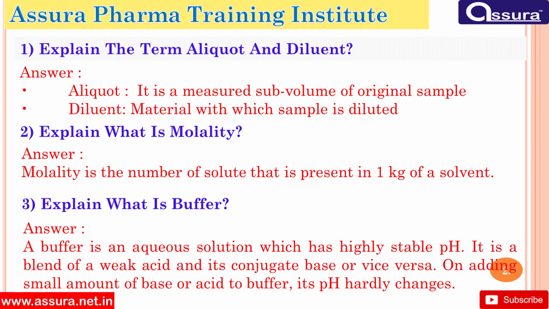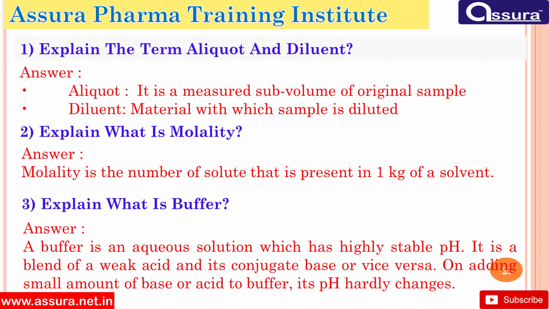Explain the term aliquot and diluent. Aliquot is a measured sub-volume of the original sample. Diluent is the material with which the sample is diluted. Explain what is molality. Molality is the number of moles of solute present in 1 kg of a solvent.